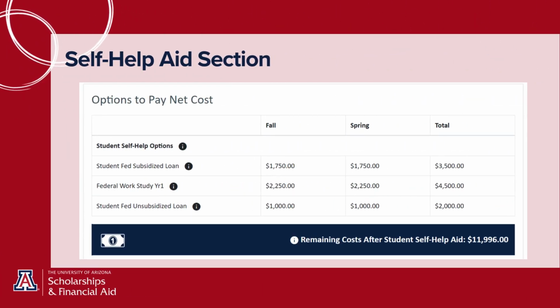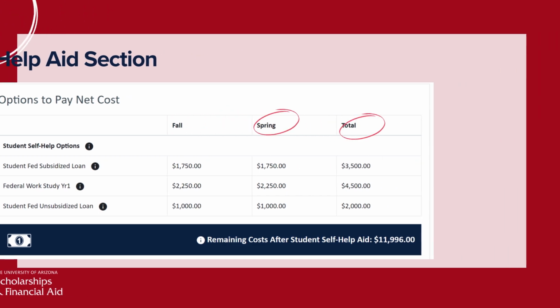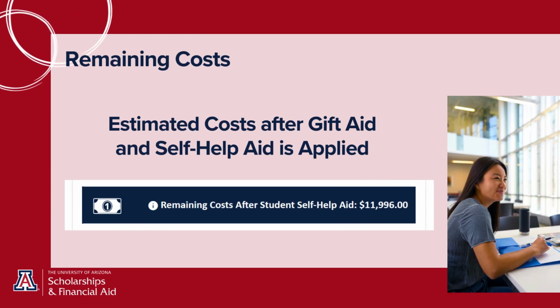Wilma's been offered two different types of student loans and federal work-study. Just like the gift aid section, her self-help aid is also divided in half to cover both the fall and spring semesters. The last section of Wilma's aid offer outlines the remaining costs after student self-help aid. Based on this financial aid offer, Wilma will still have costs that need to be covered even after all of her gift aid and self-help aid has been applied.